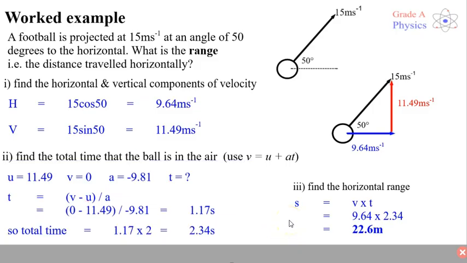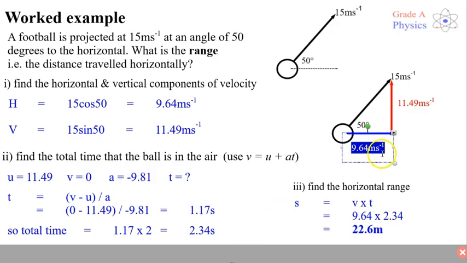Right, the final stage is the easiest stage. If you remember right at the start, we looked at that object being projected off a cliff. If I know the total time is 2.34, and I know the horizontal velocity, once again, this is the value that we use. Very often students go back to the 15 meters per second. At this stage, totally incorrect. That's not a horizontal velocity.